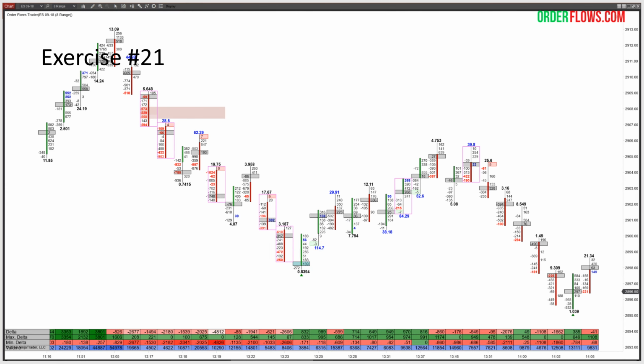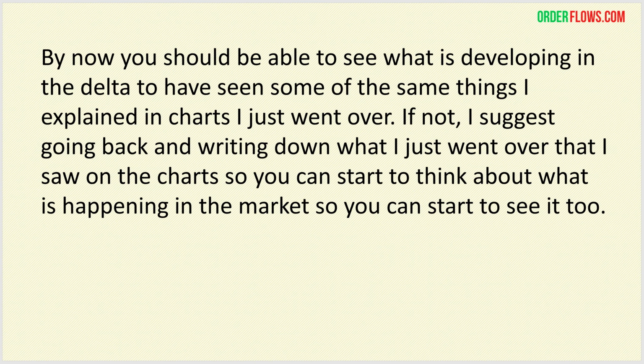So that's the end of the lessons. I don't want to keep this one, lesson number 5, too long, but by now you should be able to see what's developing in the delta, have seen some of the same things I explained in the charts that I just went over. If not, I suggest going back, writing down what I just went over and saw on the chart, so you can start to think about what's happening in the markets too. Again, don't be afraid to take notes.